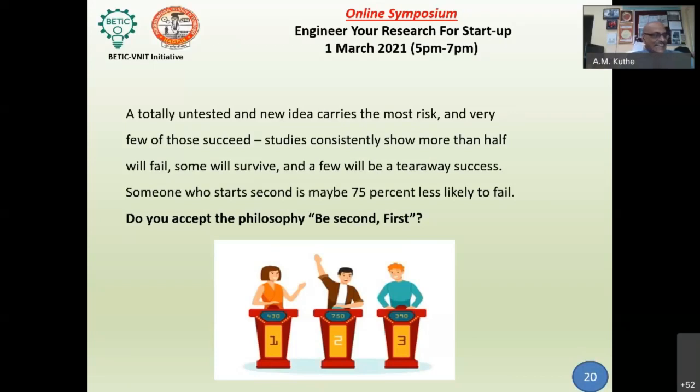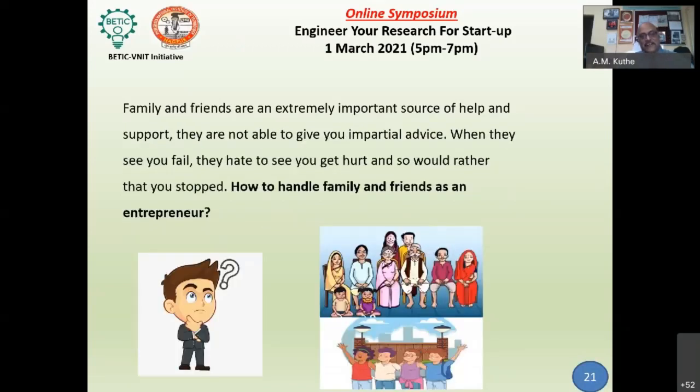Now another very interesting question, which you must be experiencing. Family and friends are an extremely important source of help and support. But they are not able to give you impartial advice. When they see you fail, they hate to see you get hurt, and so would rather that you stop. How to handle the family and friends as an entrepreneur?